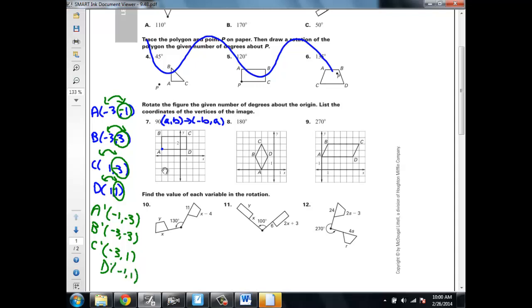So 8 and 9 and then 10, 11, and 12. Again, you have to list out all 4 coordinates off to the side, do what the rule says, and get the new ones. List all 4 coordinates, do what the rule says, and get your A prime, B prime, C prime, and D prime. But you do not graph it. Sweet?